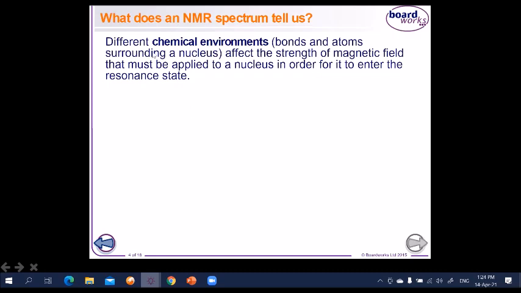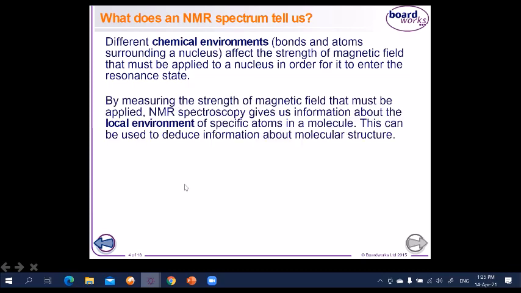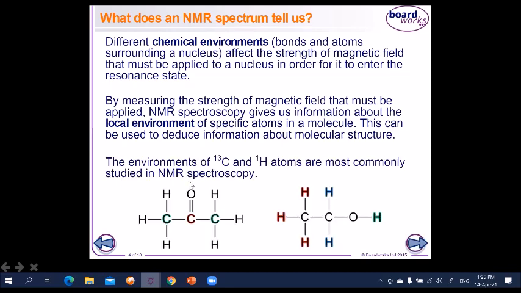So what does the NMR spectrum tell us? The different chemical environments, bonds and atoms surrounding a nucleus affect the strength of the magnetic field that must be applied to the nucleus in order for it to enter the resonance state. So by measuring the strength of the magnetic field that must be applied, NMR spectroscopy gives us information about the local environment of specific atoms in the molecule. This can be used to deduce information about molecular structure.